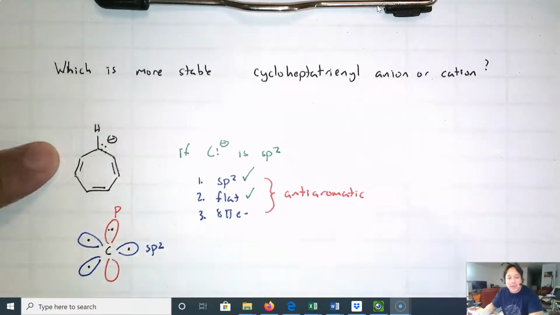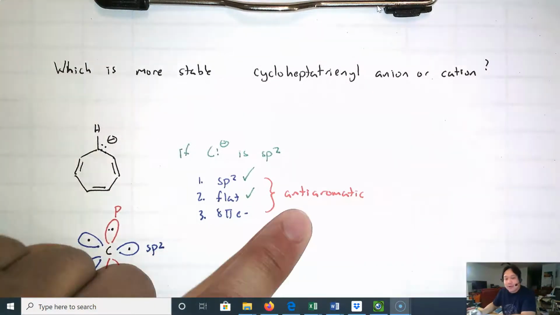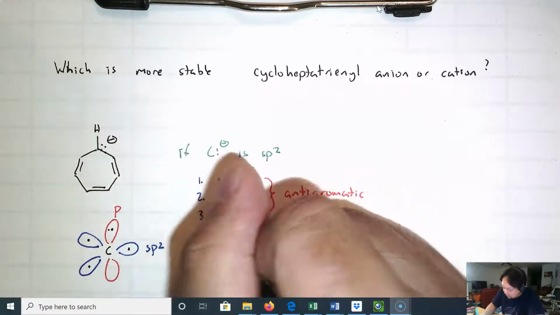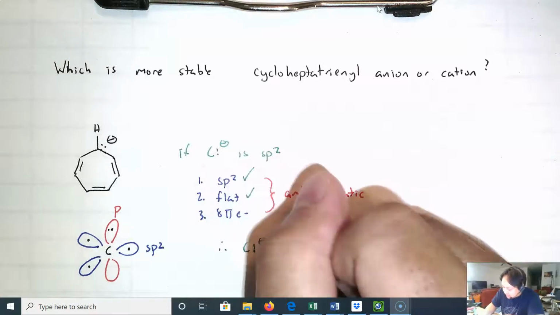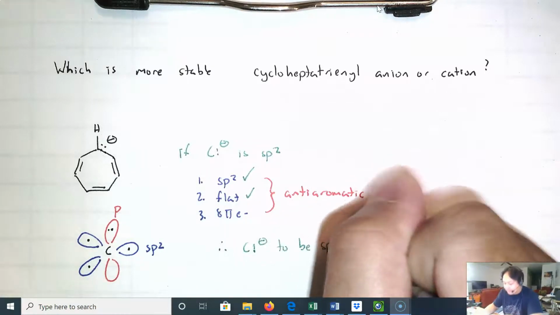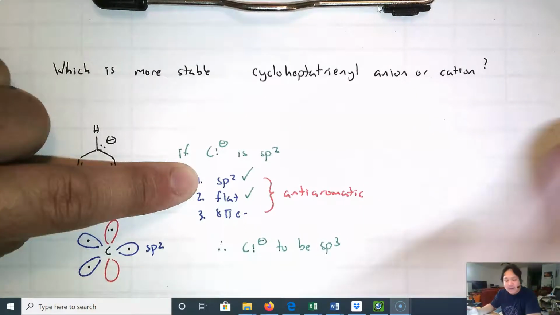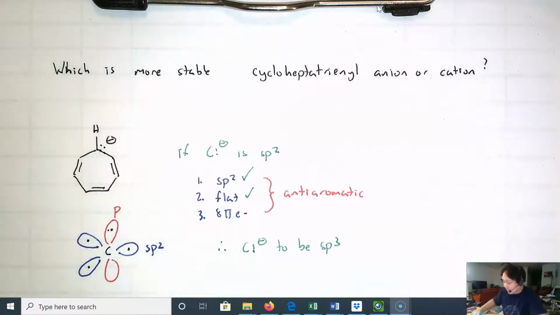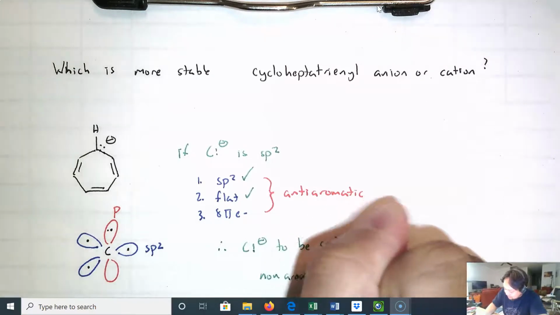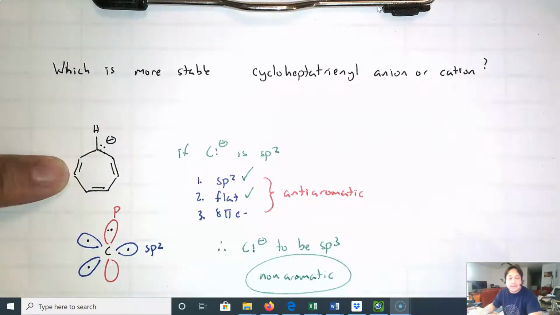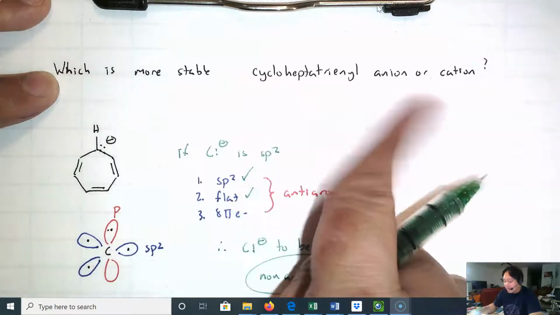Does the molecule have a way to not be anti-aromatic? Yes. Since I don't want to be anti-aromatic, we're going to consider the C minus to be sp3. And once we change that into sp3, you can't be aromatic or anti-aromatic. You have to be non-aromatic. This molecule is non-aromatic. My question is, which is more stable, the anion or the cation?